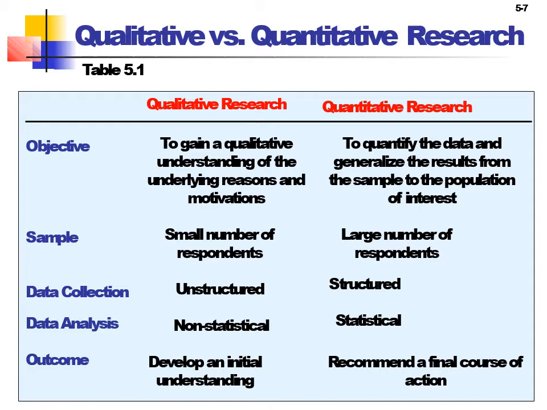The outcome of the qualitative research is to develop an initial understanding. It provides the decision maker with a conclusion, findings, and a better understanding of the problem. The quantitative research recommends a final course of action. The quantitative research supports the decision maker with a course of action.